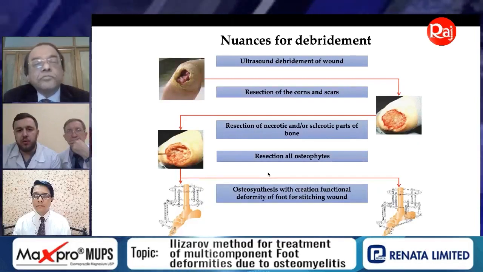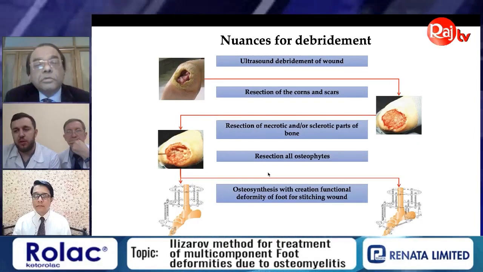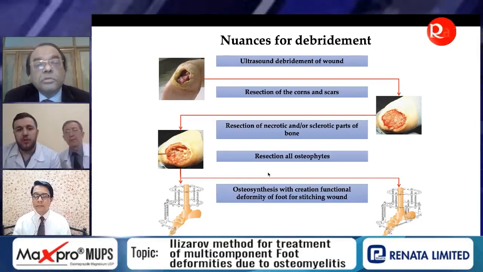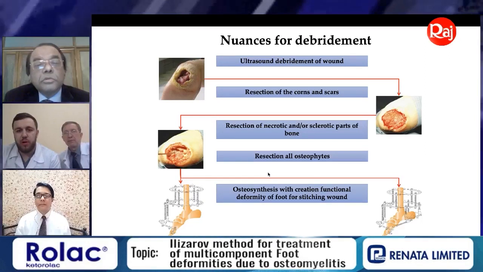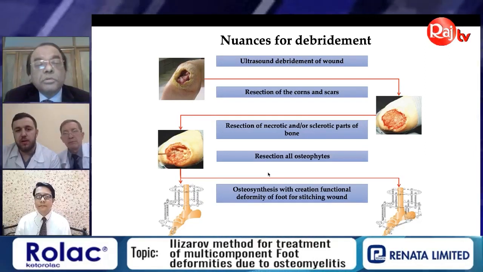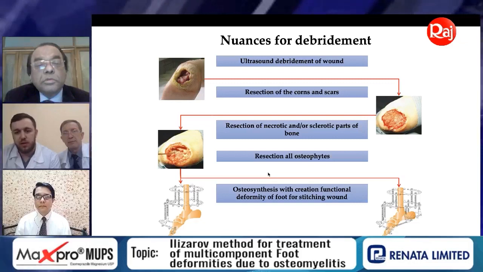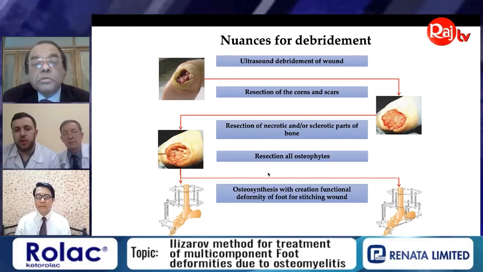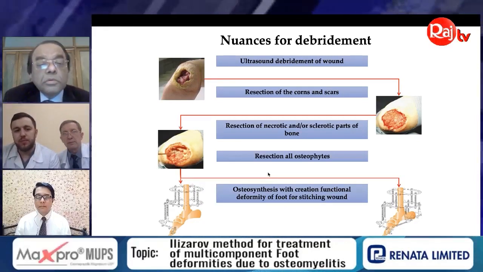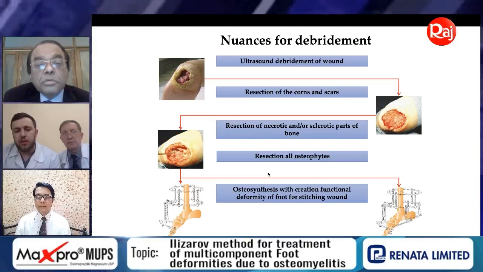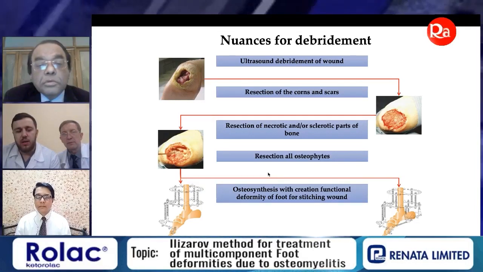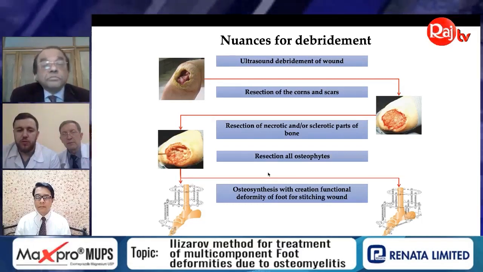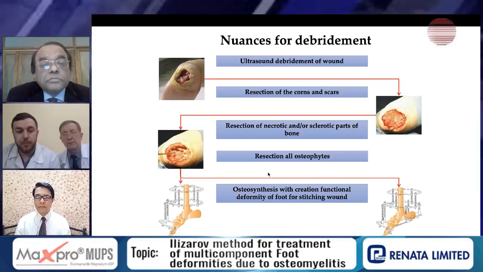Some nuances for debridement of patients with foot and ankle infection. First stage, we do ultrasound debridement of wound. Next, resection of the corns and scars. And after that, we do resection of necrotic or sclerotic bone parts and resection of all osteophytes. And after that, osteosynthesis with correction of functional deformity of foot for stitching wounds.